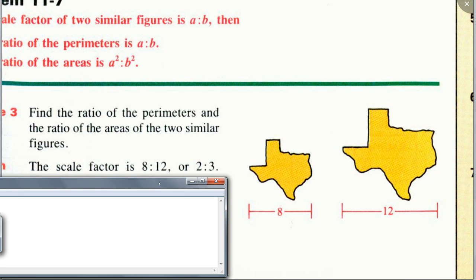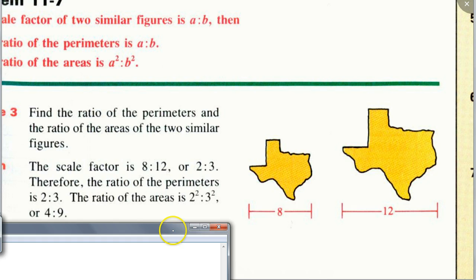Okay, hold on. What about their area? 4 to 9. Does this make sense?